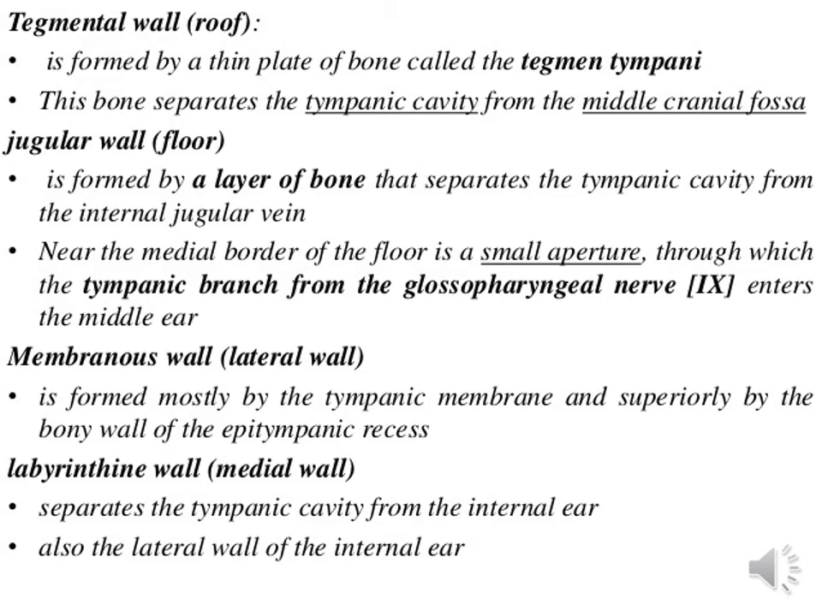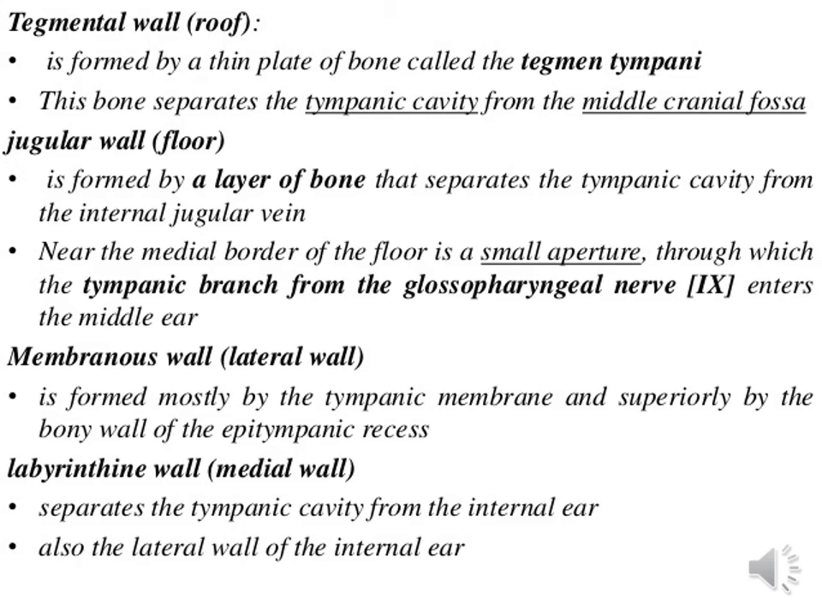Regarding the walls of the tympanic cavity of the middle ear, first the roof, called the tegmental wall, is formed by a thin plate of bone called the tegmen tympani. This bone separates the tympanic cavity from the middle cranial fossa. The floor of the tympanic cavity is the jugular wall. It is formed by a layer of bone that separates the tympanic cavity from the internal jugular vein. Near the medial border of the floor is a small aperture through which the tympanic branch from the glossopharyngeal nerve, the ninth cranial nerve, enters the middle ear.